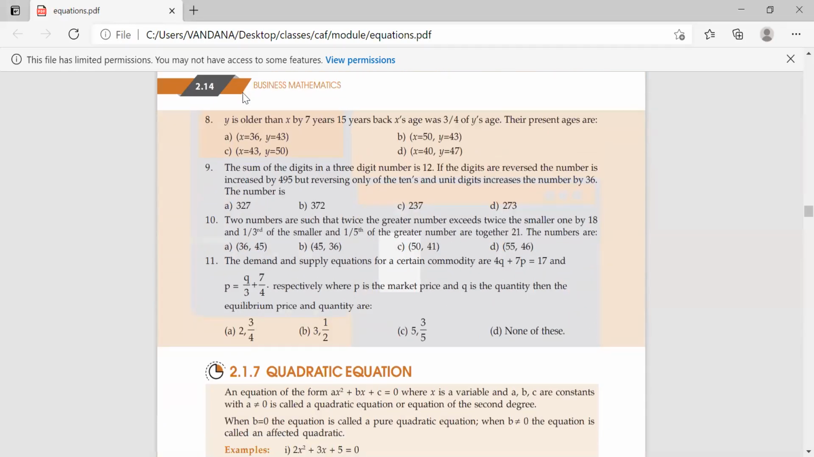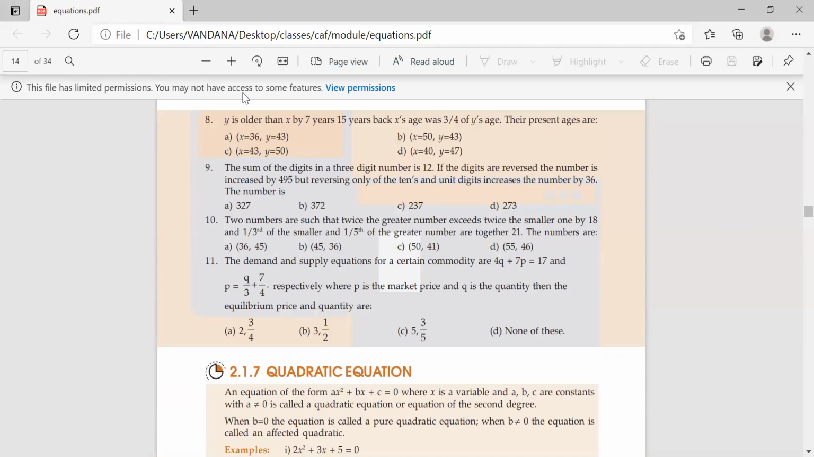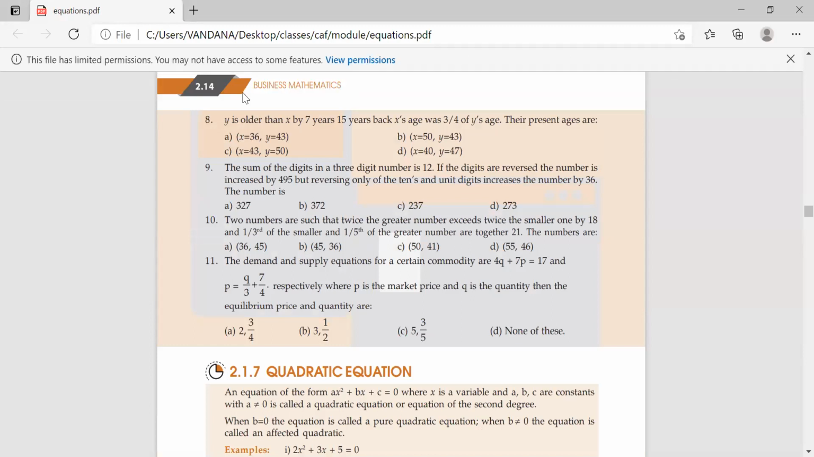Next, y is older than x by 7 years. 15 years back, x's age was 3/4 of y's age. Find their present ages.